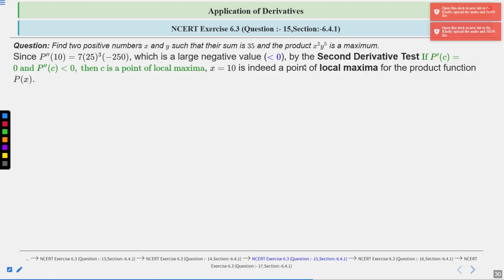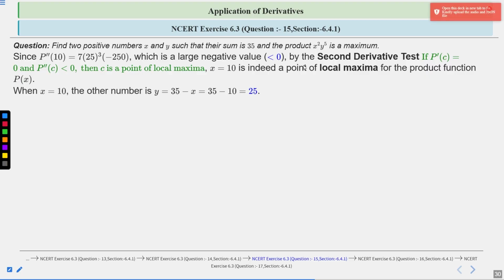Now, since p double dash 10 is equal to 7 into 25 cube into minus 250, which is a large negative value, which is less than 0. So, by the second derivative test, if p dash c is equal to 0 and p double dash c is less than 0, then c is a point of local maxima, and x equal to 10 is indeed a point of local maxima for the product function px, right?